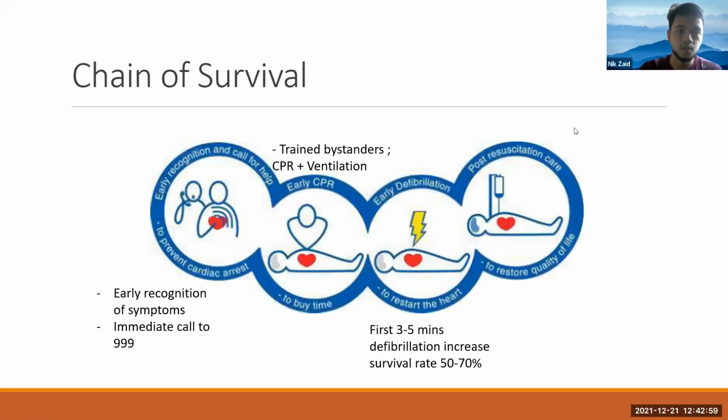Next, just to mention the chain of survival. CPR is the second step in the chain of survival, and the chain is vitally linked for better survival of the patient. In cases of a trained bystander or medical personnel, we give CPR and ventilation. In cases where the bystander is not well trained, CPR alone is enough.